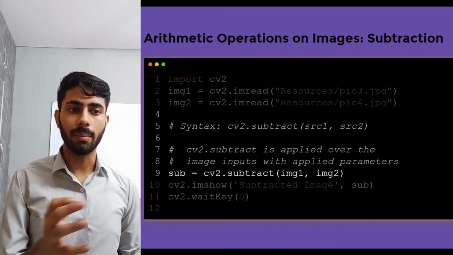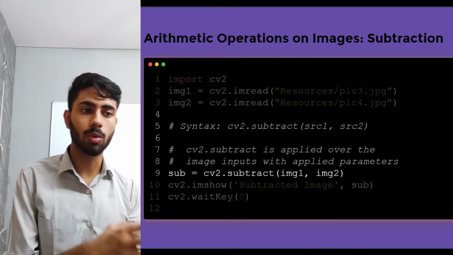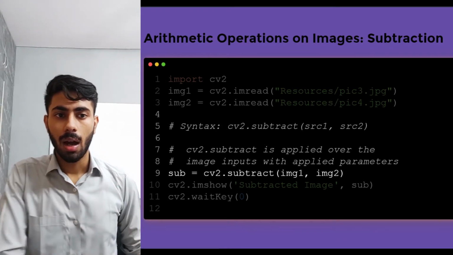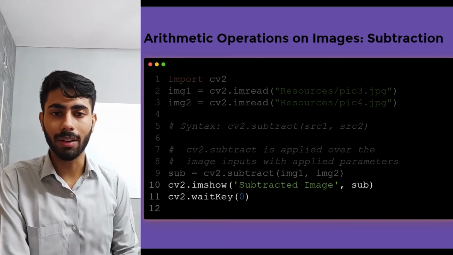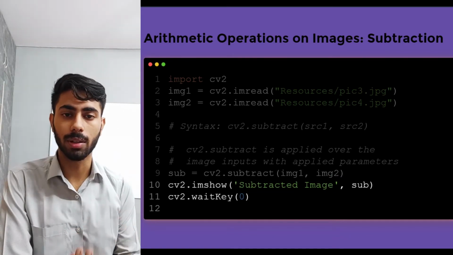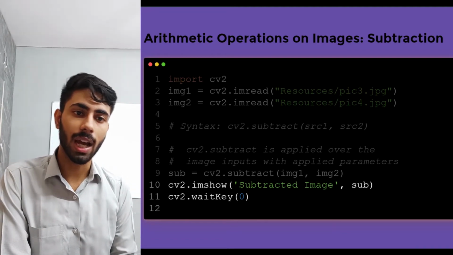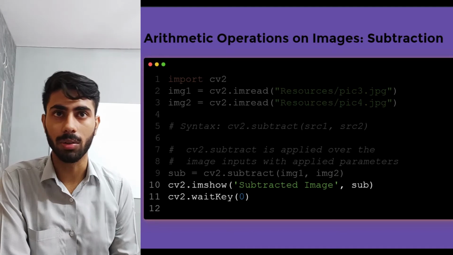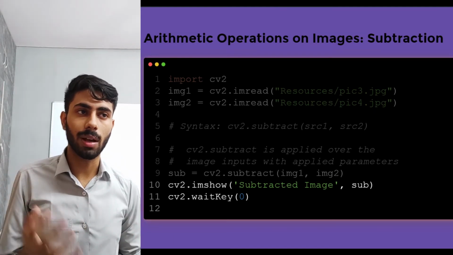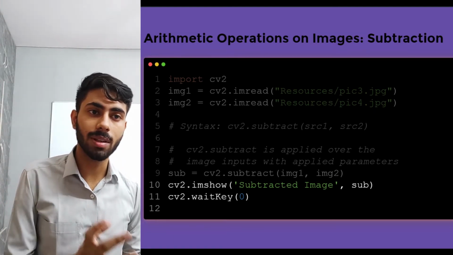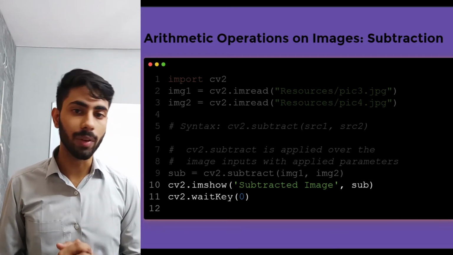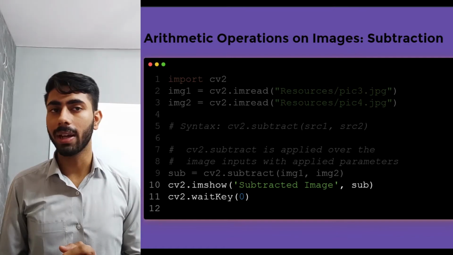So sub is the image formed after subtracting the pixels of image 2 from the pixels of image 1. After that, I simply repeat my previous steps. I display the output using the imshow method, and waitKey determines how long the image is going to stay on the screen. So this is how I can perform subtraction between two images. Also, you have to take care that both images are of the same width and height, otherwise there will be an error.